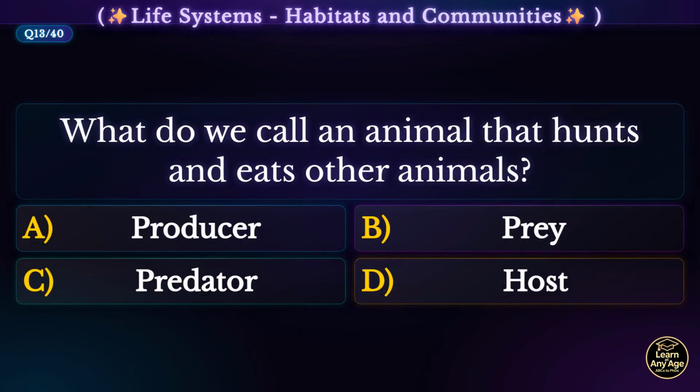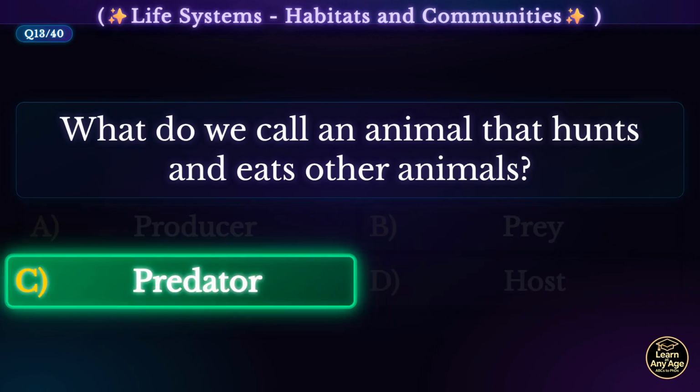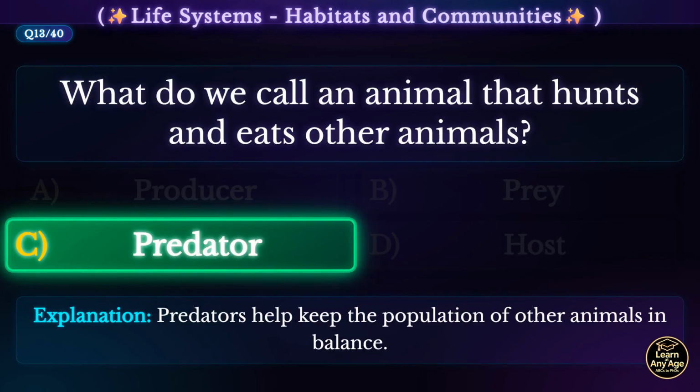What do we call an animal that hunts and eats other animals? Producer, prey, predator, host. Predator. Predators help keep the population of other animals in balance.